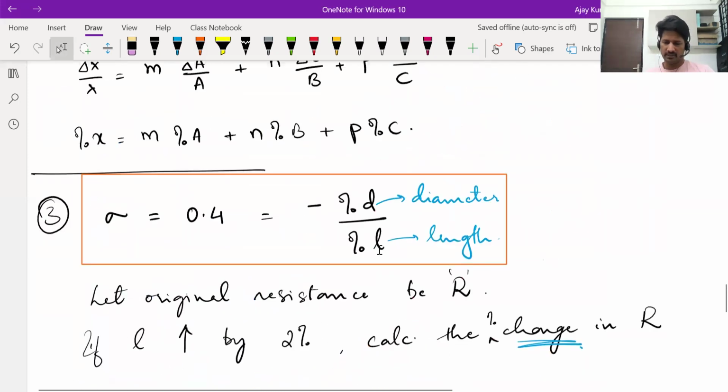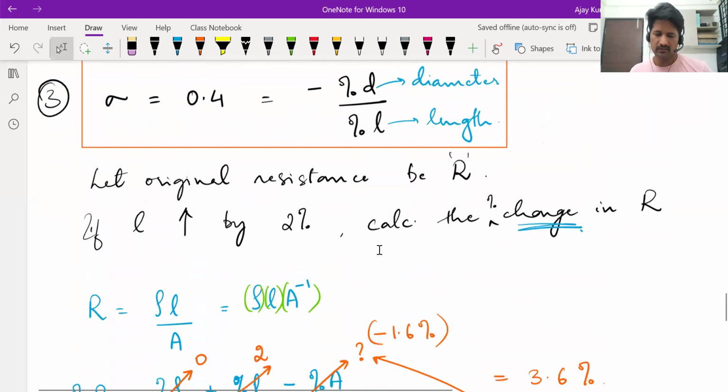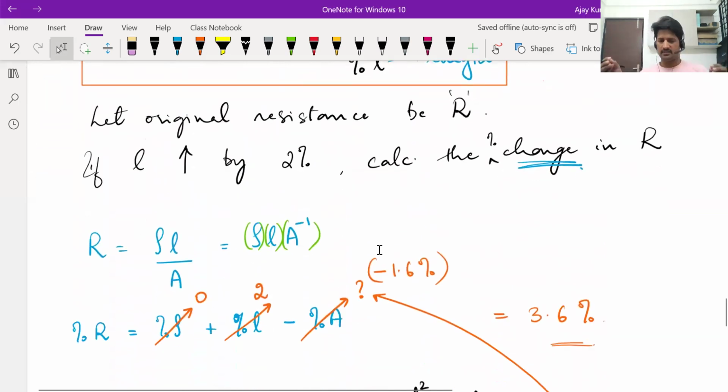Okay, so let me explain this question once again. Basically, it's a case where a wire is being stretched and you have to find out what happens to the resistance. Okay. And here the wire is being stretched by a small amount, 2%. And you are asked to find out the percentage change in it. It's not like length is doubled or anything like that.